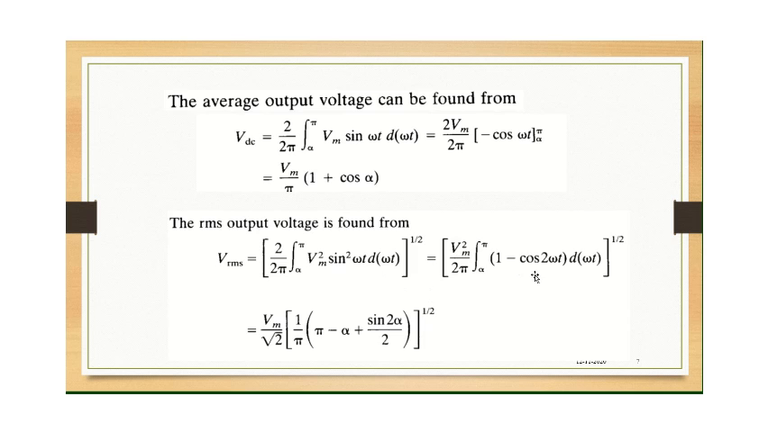Vm square sine square omega t can be written as 1 minus cos 2 omega t by 2, right? So taking it outside and applying limits, Vrms is given by Vm by root 2 times the square root of 1 by pi, within brackets pi minus alpha plus sine 2 alpha by 2. Alright, so that is about the semi-converter, wherein the operation of this type of converter is that the output will have only one polarity. It will be positive for both output voltage and output current. Okay.